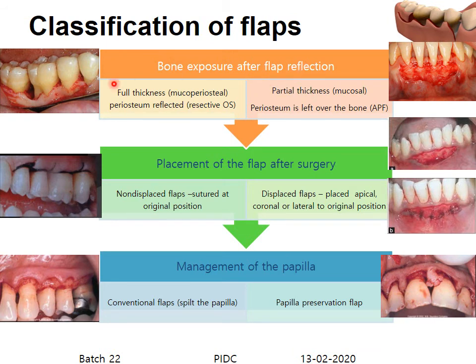Bone exposure after flap reflection. After reflecting the flap, if you take away the periosteum along with the reflected flap, it is called a full thickness flap. Whereas if the periosteum is left over the bone, it is called a partial thickness flap.